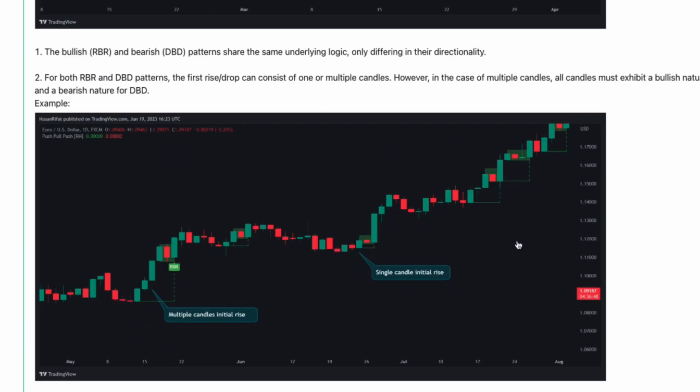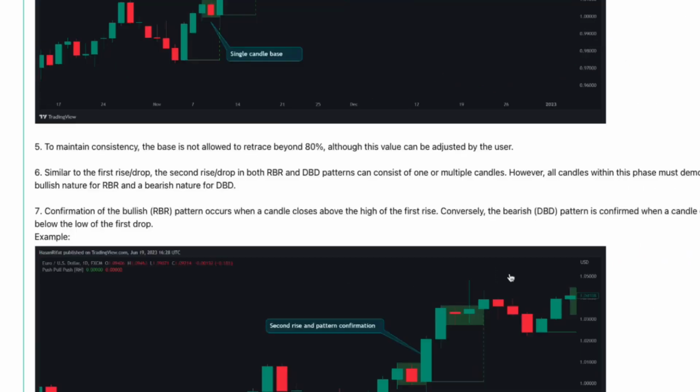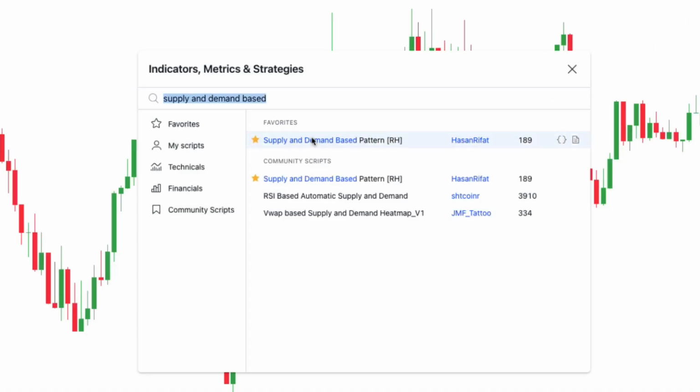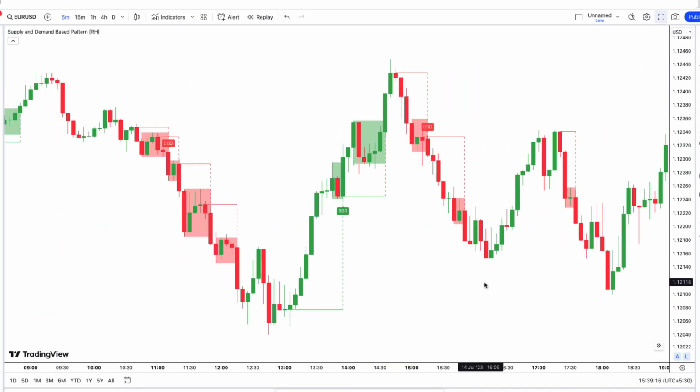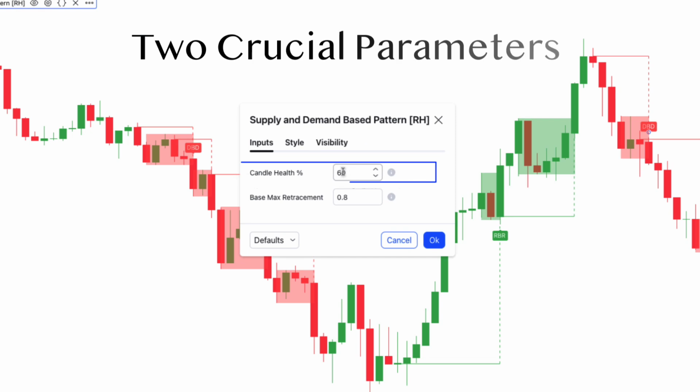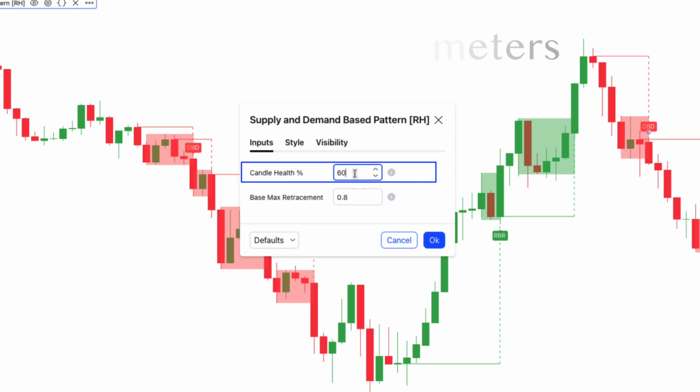In order to harness the full potential of the supply and demand-based pattern indicator, we must first fine-tune its settings. Navigate to the indicator settings, and there we encounter 2 crucial parameters begging for our attention: candle health and base max retracement. Let's delve a little deeper.